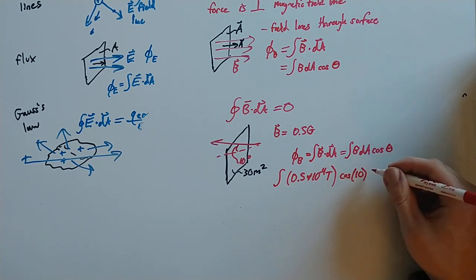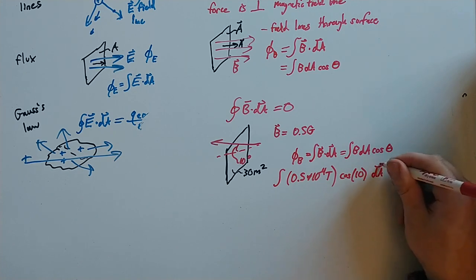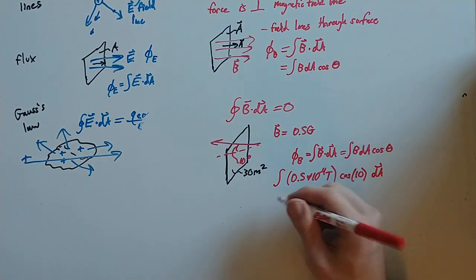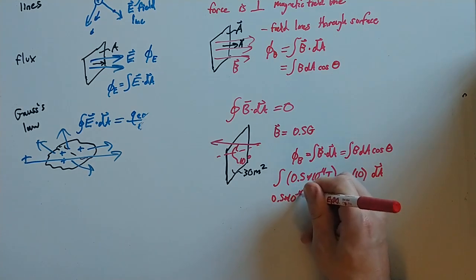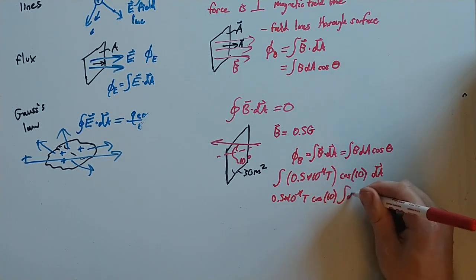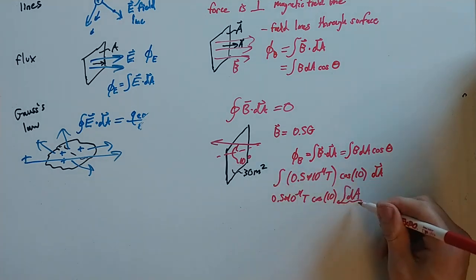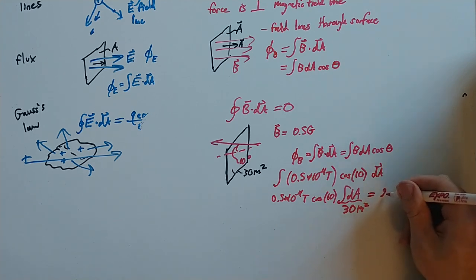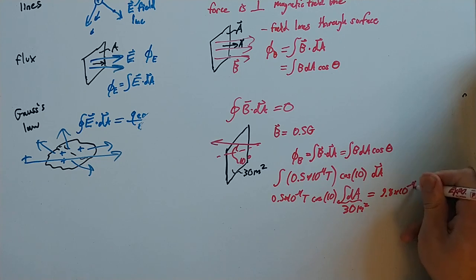And then we still have dA, right? dA is just a little piece of that. But we notice these are both constants, so they can come outside the integral. So 0.5 times 10 to the minus 4 Tesla times cosine of 10 times the integral of dA. Well, the integral of dA is just the area of the thing. So that's going to be 30 square meters, right? And so we can then type all these numbers in a calculator, multiply that all together, and that comes out to 9.8 times 10 to the minus 4.